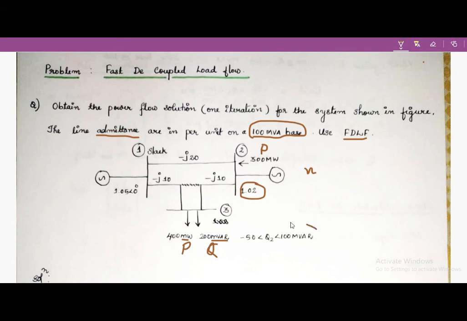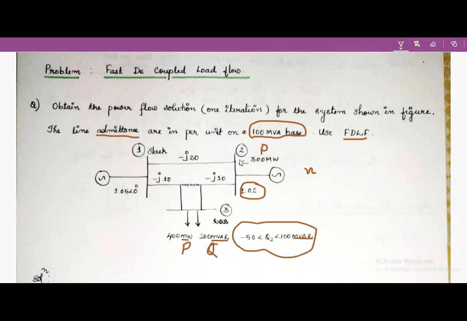Now here some other parameter is given. What is it? Minus 50 less than Q2 less than 100 MVAr. What can this be? Yes, this can be the limit of the reactive power of which bus? Is that of the third bus? No, it is given Q2. Q2 means something associated with the second bus. So that means this is the limit given for the second bus. So obviously the second bus is a generator bus.